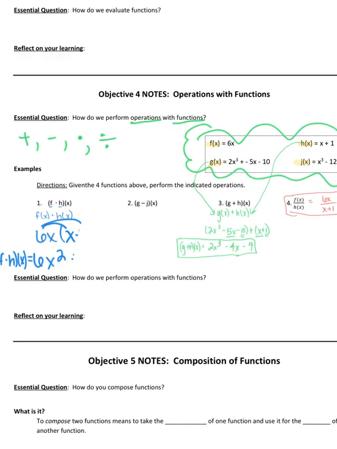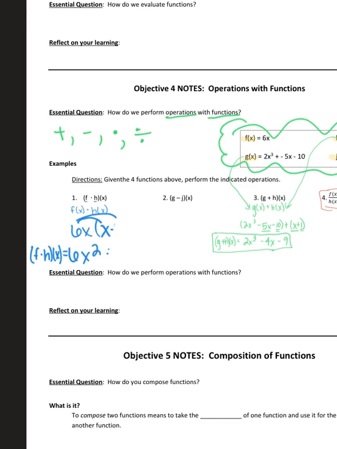Okay, so go ahead and take a minute and answer the essential question. How do we perform operations with functions? We add, subtract, multiply, and divide with expressions from the functions.